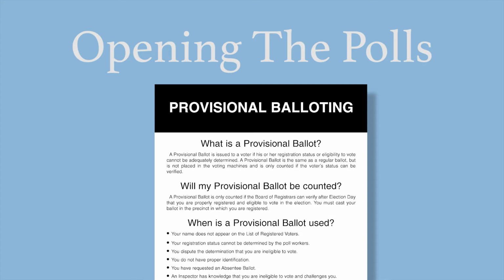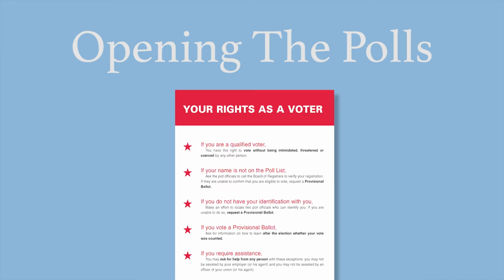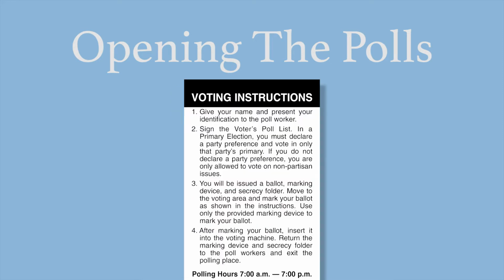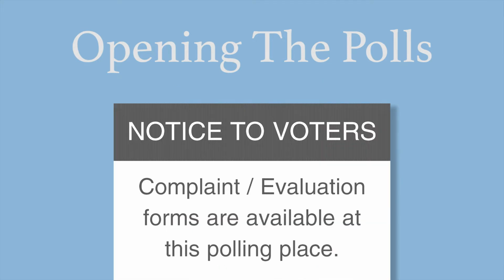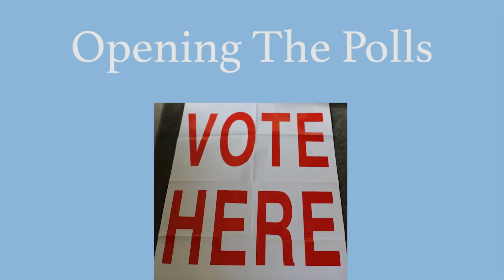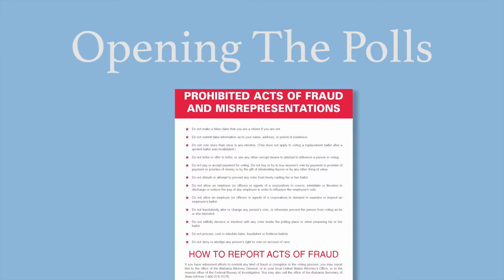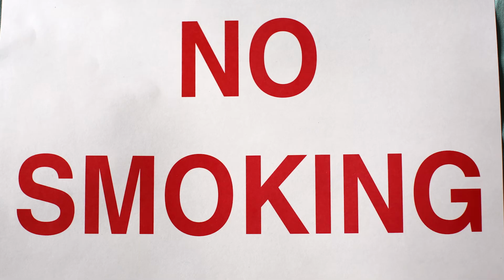voter if that's necessary. Your rights as a voter, there's a poster to explain that as well. Voting instructions poster is to be displayed. And a notice to voters that there are complaint and evaluation forms available if they would like to complete one of those. A large vote here sign to be displayed on the exterior door is also supplied, and a poster that prohibits acts of fraud and misrepresentation is included, and an American flag. Also, a no smoking sign is supplied in your packet.